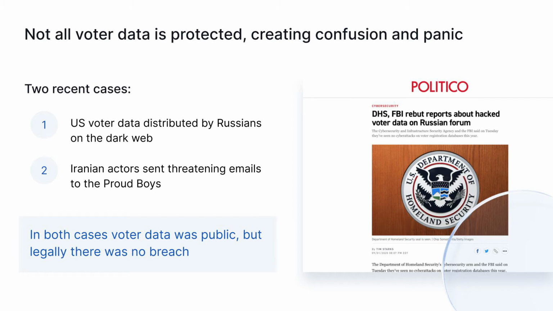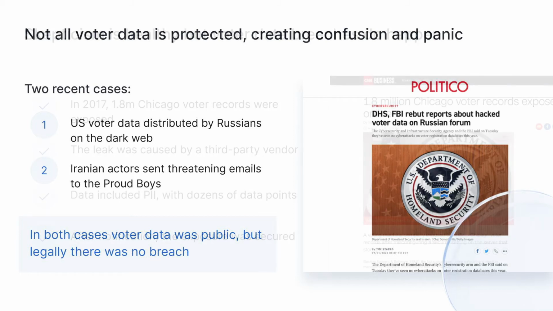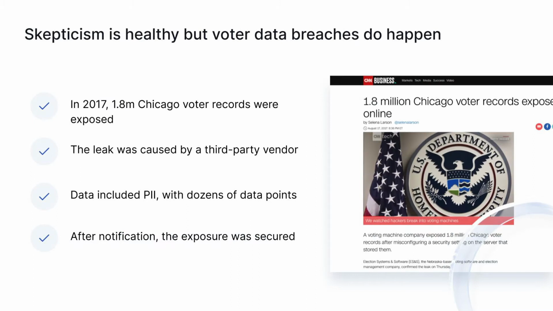First, when journalist Julia Ioffe tweeted that stolen U.S. voter data was being distributed by Russians in the dark web. And second, when what are believed to be Iranian actors sent threatening emails from a domain related to the Proud Boys, a far-right gang. In both cases, though, the voter data used to intimidate people was public and in fact did not indicate a breach, as the FBI clarified. While we should approach reports of leaks with a healthy dose of skepticism, they do happen.